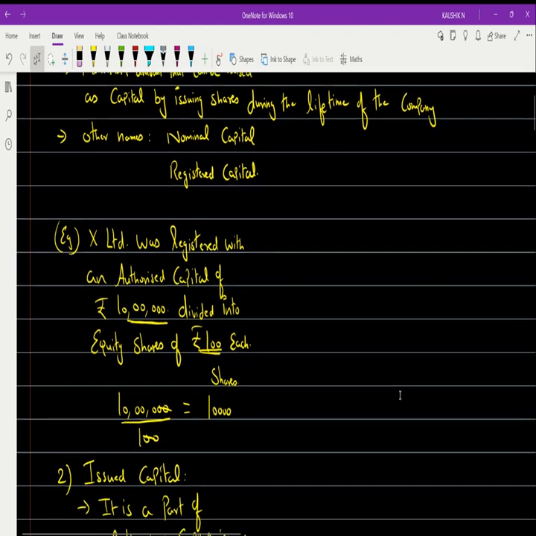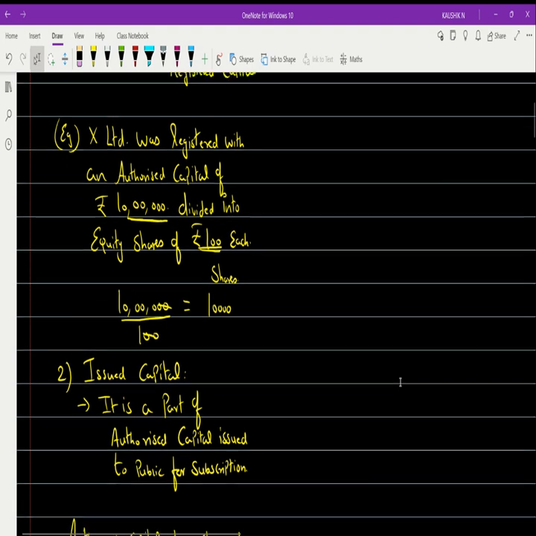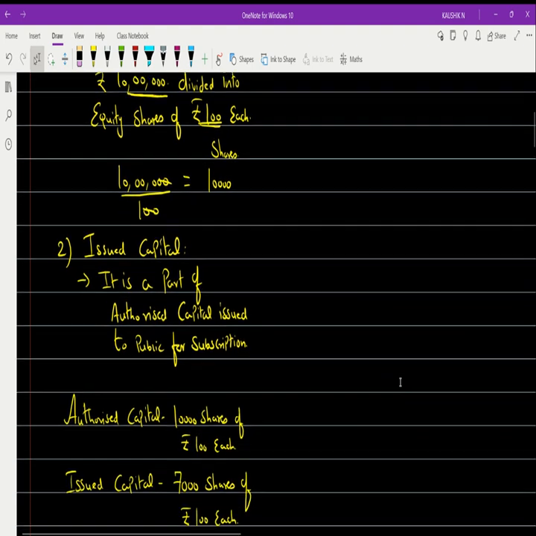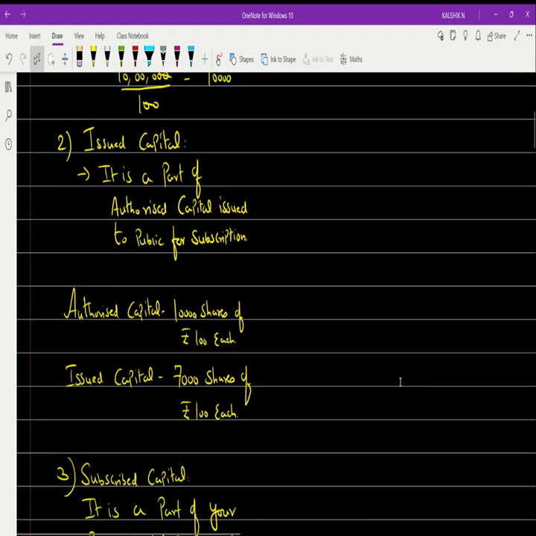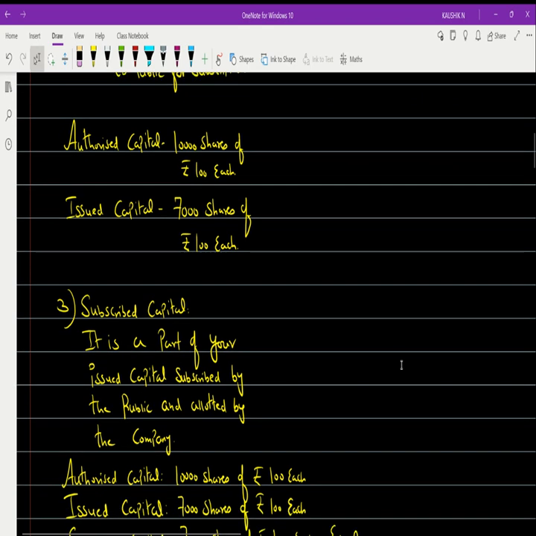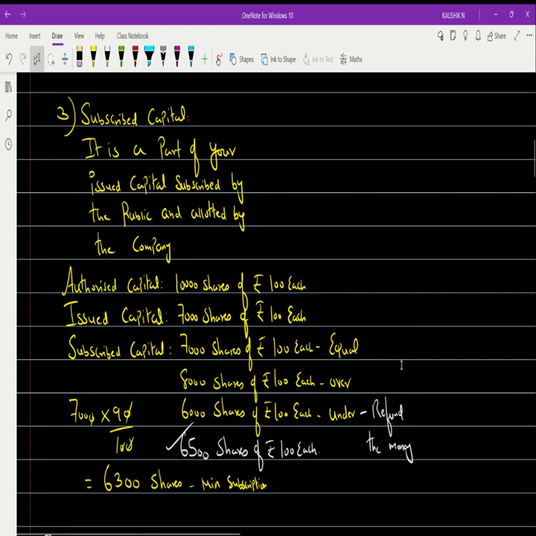And then we discussed some examples and how to derive the number of shares from the authorized capital. Then issued capital is nothing but the part of your authorized capital which is issued to the public for subscription. And then subscribed capital is the part of that issued capital which has been subscribed, and we also understood what needs to be done when it comes to subscribed capital, how much got subscribed, whether it is full or equal subscription, under subscription or over subscription.